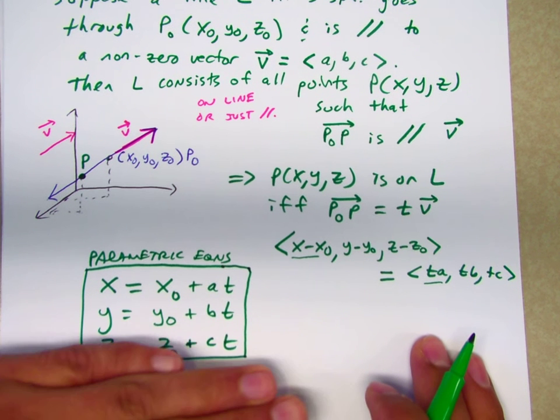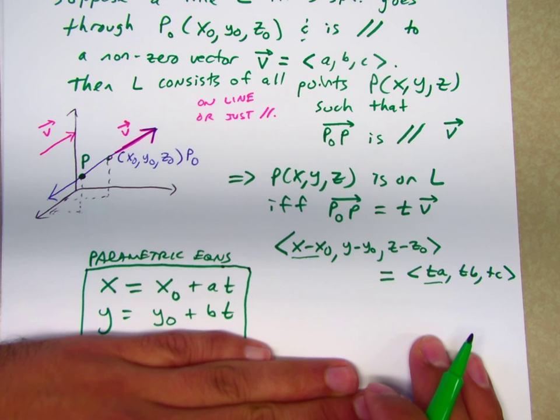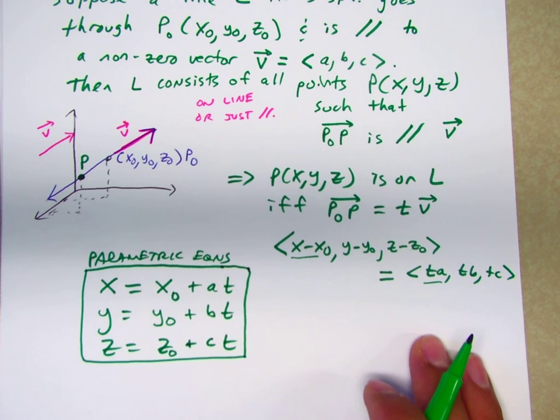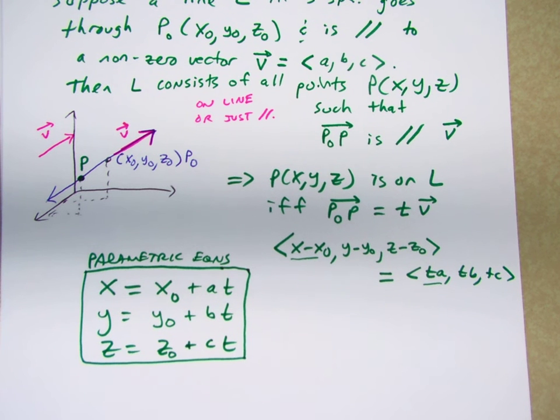Obviously, it's similar in 2 dimensions. If I don't have a third dimension, then we just remove the z component. That's all. Now, symmetric form.